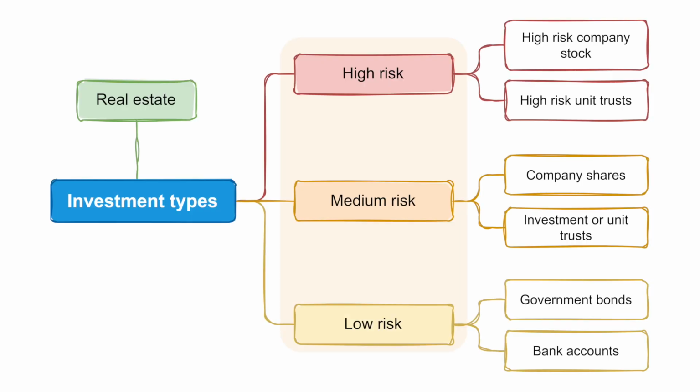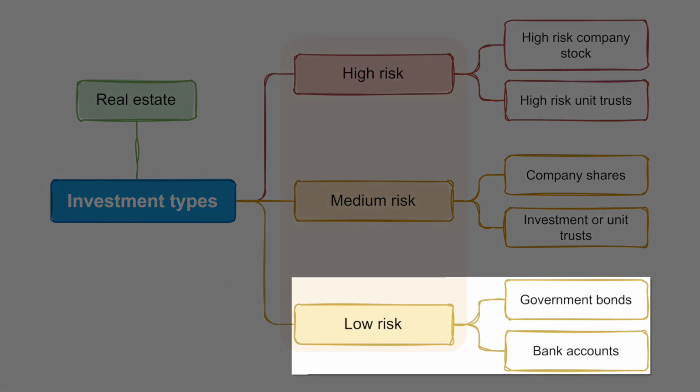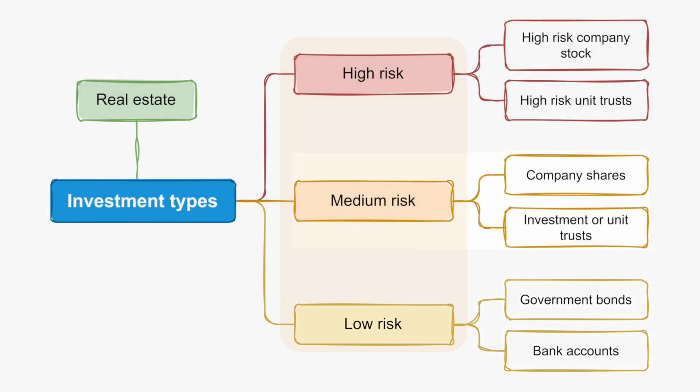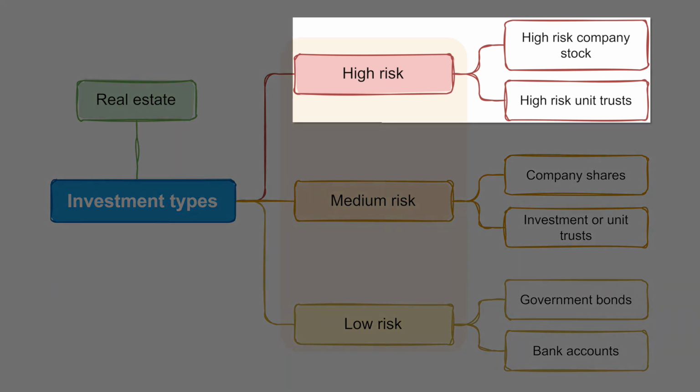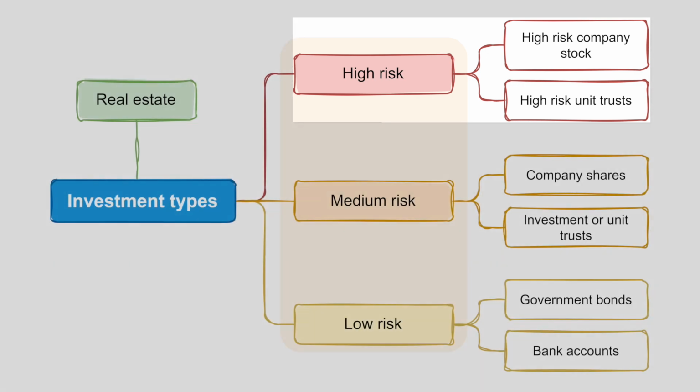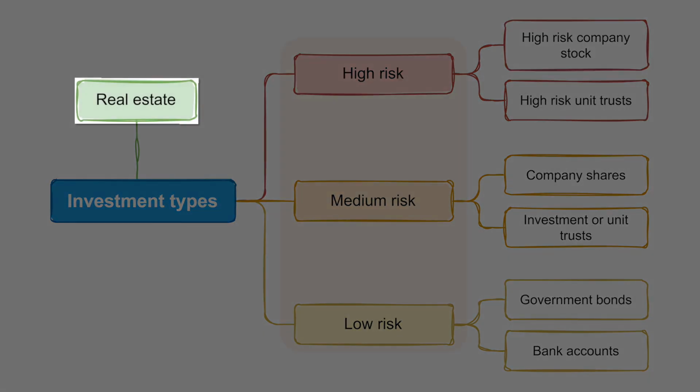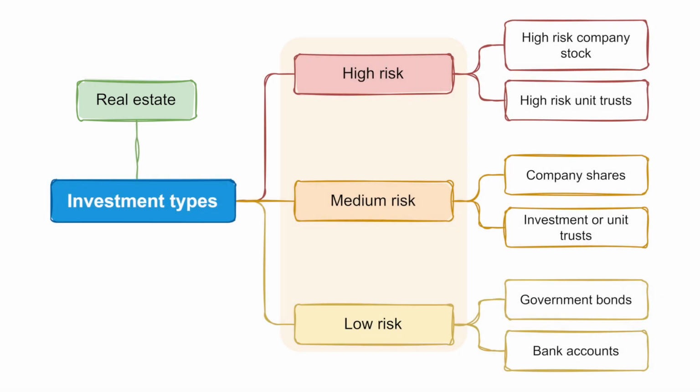All of the different investments that we've considered previously have varying different levels of risk associated with them. For example, low risk investments will often include government bonds and bank accounts. Medium risk investments will often include company shares and investment or unit trusts. And high risk investments may include high risk company stock and high risk unit trusts. Real estate acquisitions are also a common investment, and can provide both capital in the form of market price increase in the value of the property and income in the form of rent from leasing the property.